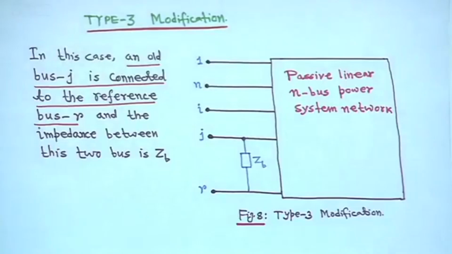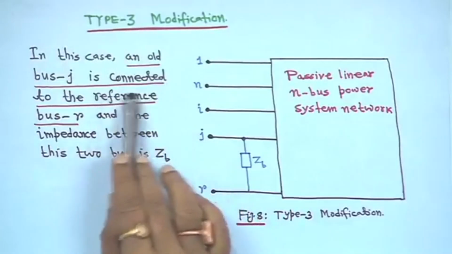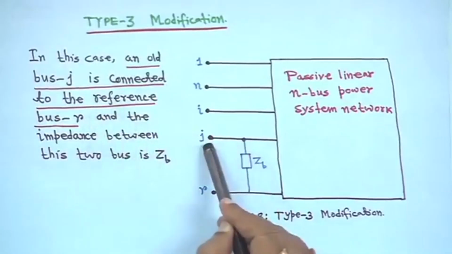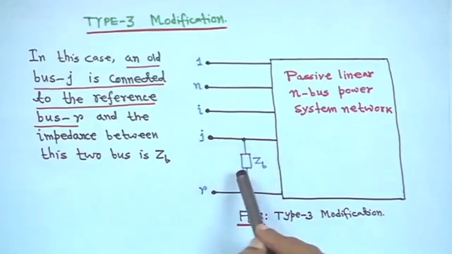So, next is the type 3 modification. In this case, an old bus J is connected to the reference bus. I and J are old buses, so it is connected to the reference bus R through an impedance ZB, right.